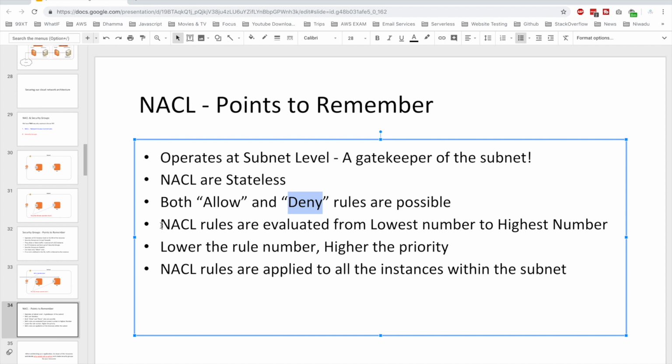And here's another important thing. NACL rules are evaluated from the lowest number to the highest number. So in NACL, when we are defining a rule, we have to specify a number. Those numbers can go from 10, 20, or it can go from 100, 200, etc. Right?